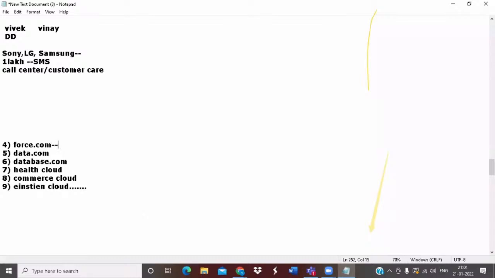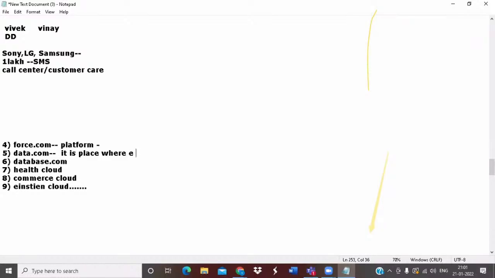Next, the fourth cloud name is called Force.com. What is Force.com here? Force.com, I already told you, is a platform given by Salesforce to developers, on which developers can develop applications as per the client's requirement. The platform name is called what? Force.com.